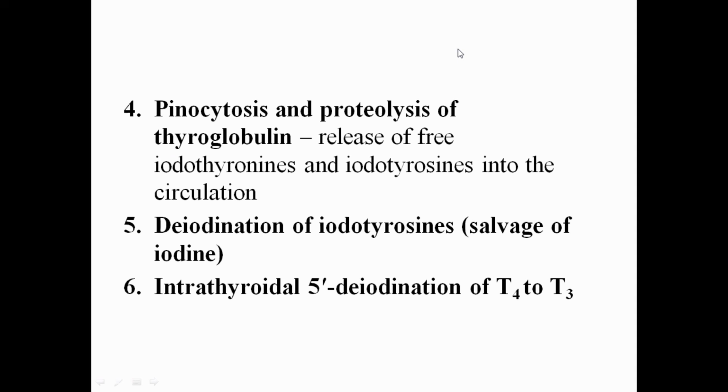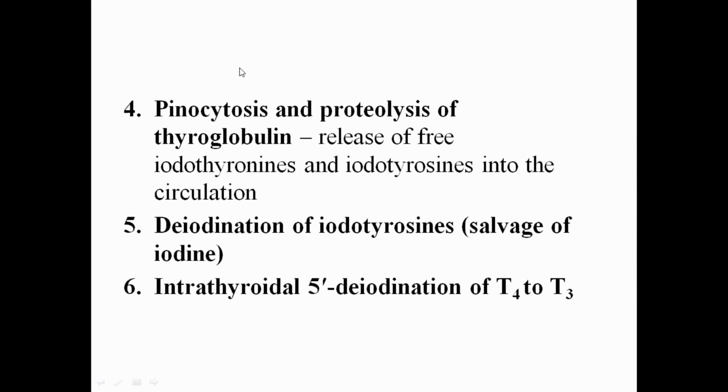After that, the third one is coupling, the coupling of iodotyrosine, which is necessary for the synthesis of iodothyronine, that is T4 and T3. After the formation of T3 and T4 on the thyroglobulin, what happens then?